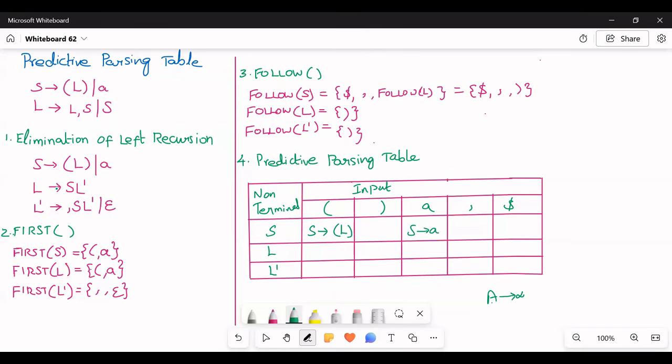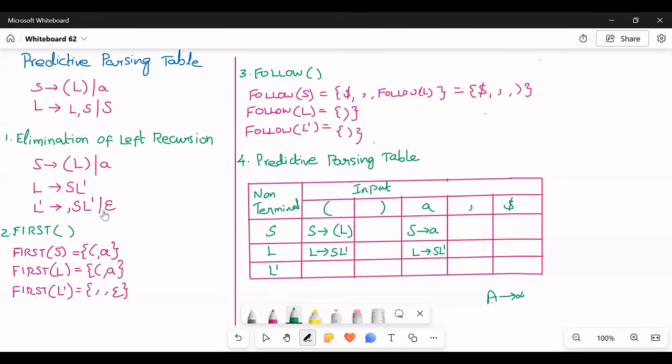Now consider L tends to SL dash. Here the first symbol is S, and first of S means open parenthesis and A. So in row L, column open parenthesis, and row L, column A, we write this production, L tends to SL dash. Here also we write the same, L tends to SL dash. Then we consider the next production.